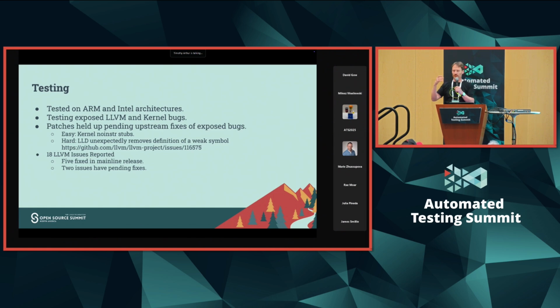So I'm taking the easy fix, and I have to go through all the code. That's actually what I'm doing after the conference. Before I get to the class, I have to do this. I have to go through all the code and figure out where the stubs that are supposed to be no instr are no instr, and I've got to make sure kernel developers get those accepted, and then we won't get that happening. The hard one, LLD, which is part of LLVM, unexpectedly removes definitions of weak symbols.